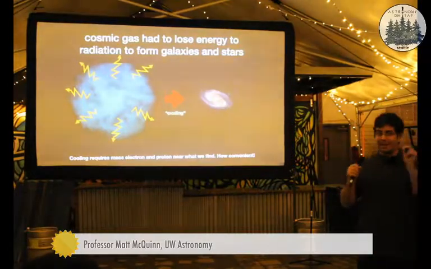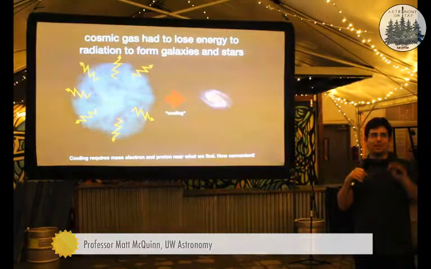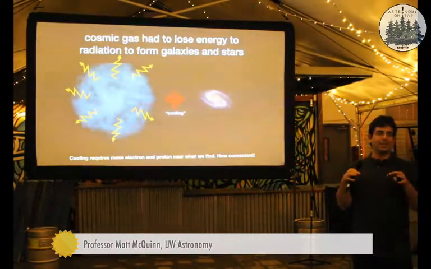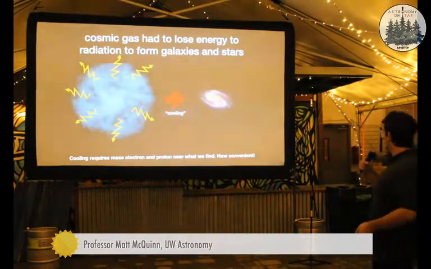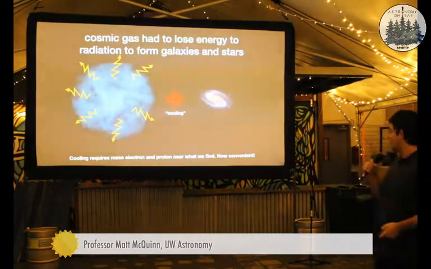But the gas we know has a really special property: it can emit photons, and as it loses energy, it will cool, and then it will contract, and then it gets a lot denser than the dark matter. And that's why galaxies are made out of gas. They're not made out of dark matter.